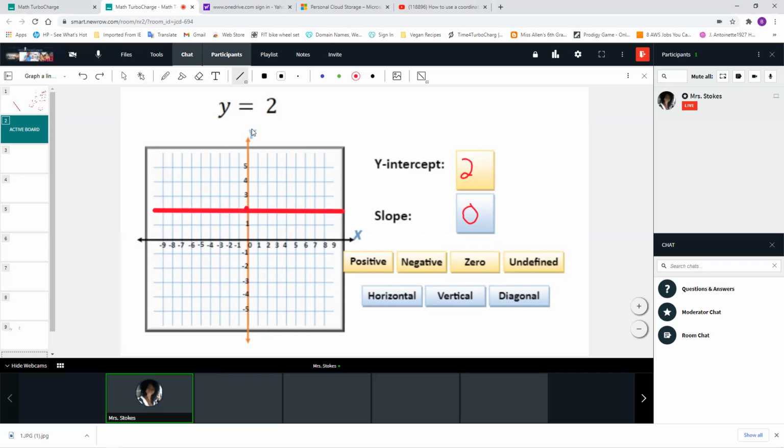Notice I did not try to draw a line on the y-axis. I drew a line straight through that point. Now I can see I have a horizontal line. It's laying down, so let's check off horizontal. And it's neither positive nor negative. This is considered a 0 slope. It does exist, it's just 0.